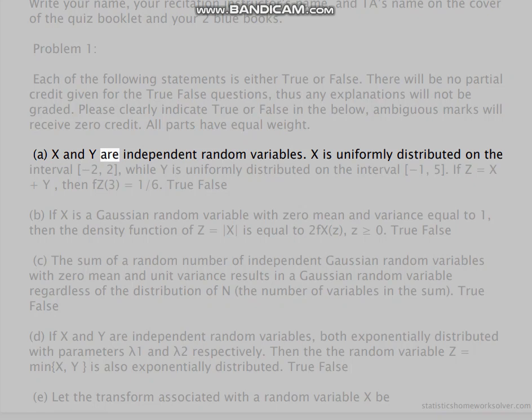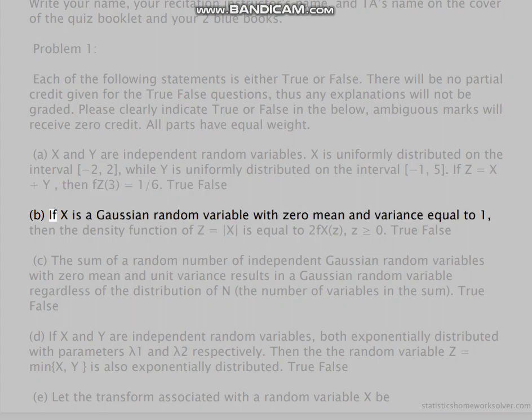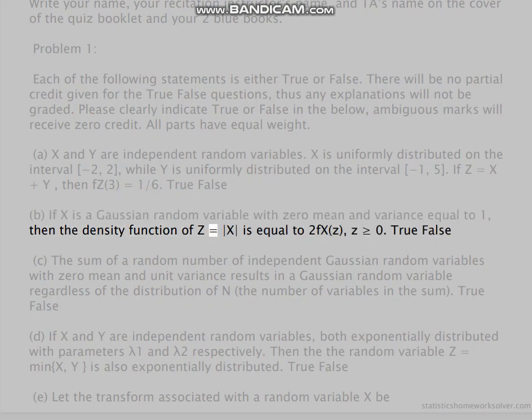A. X and Y are independent random variables. X is uniformly distributed on the interval -2, 2, while Y is uniformly distributed on the interval -1, 5. If Z equals X plus Y, then F_Z(3) equals 1/6. True, false. B. If X is a Gaussian random variable with 0 mean and variance equal to 1, then the density function of Z equals |X| is equal to 2 f_X(z), z greater than or equal to 0.